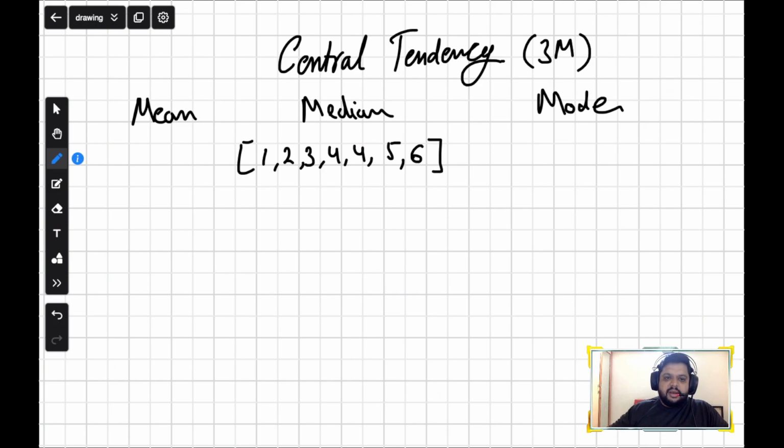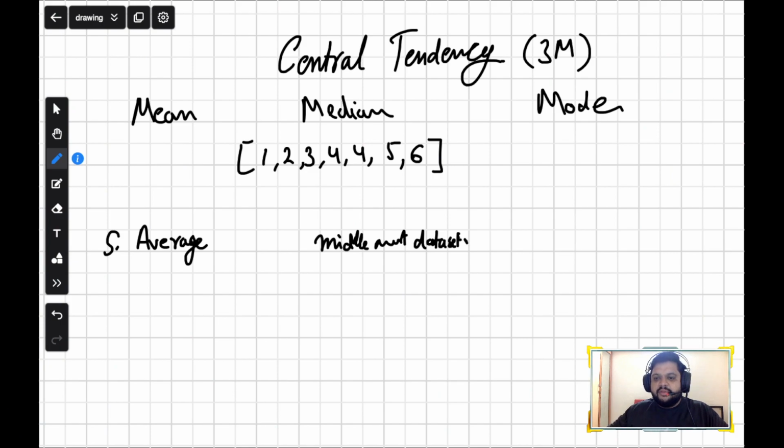Mean gives you an idea about the average. It's just a simple average of whatever data set you have. Whereas median gives you the middlemost value of the data set, and mode gives you the most frequent number of your data set. Okay, so now we'll take an example.